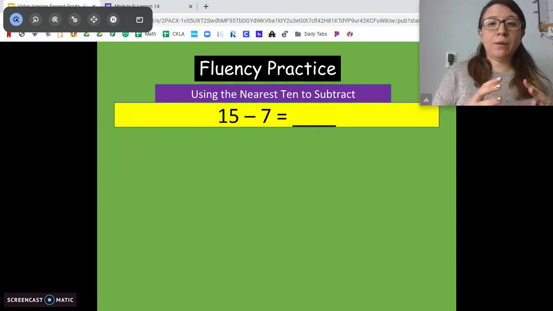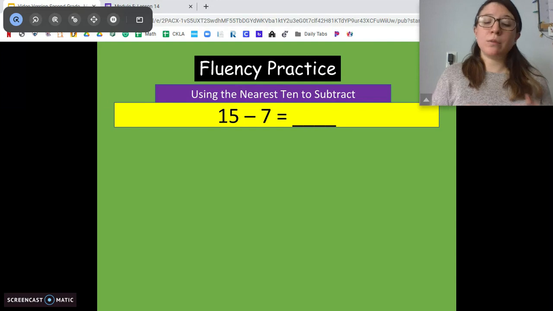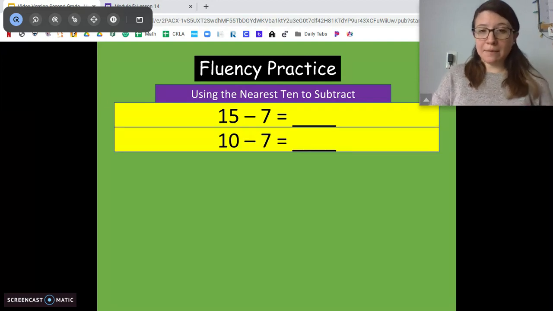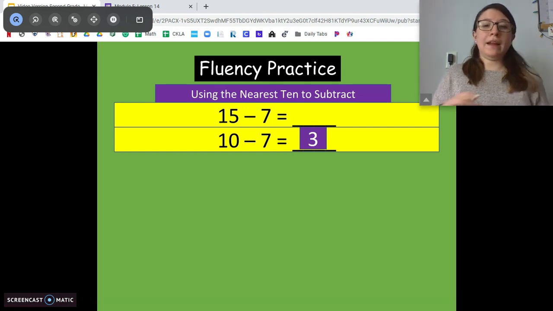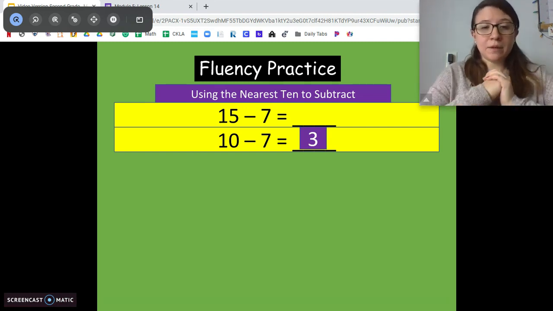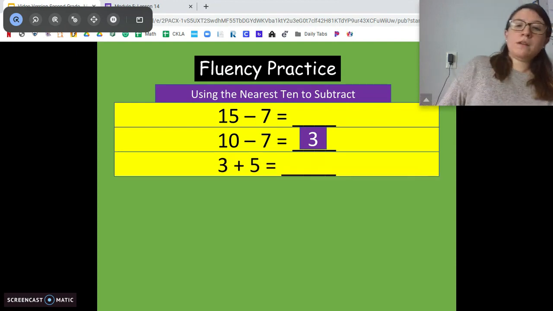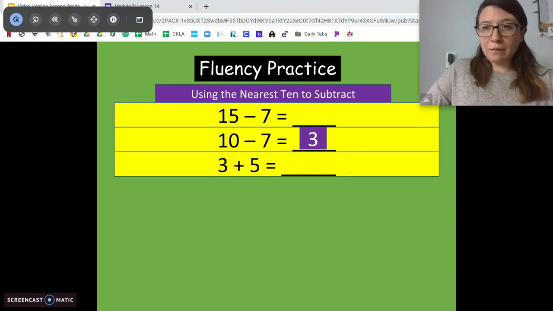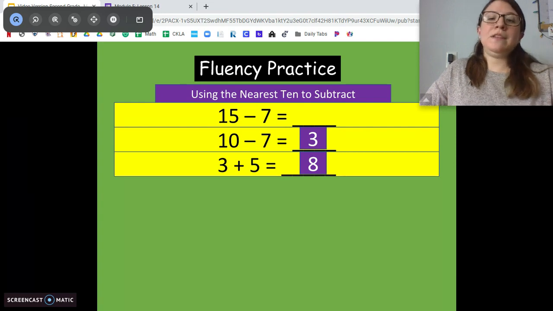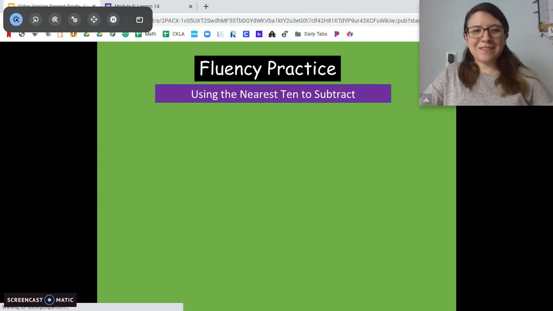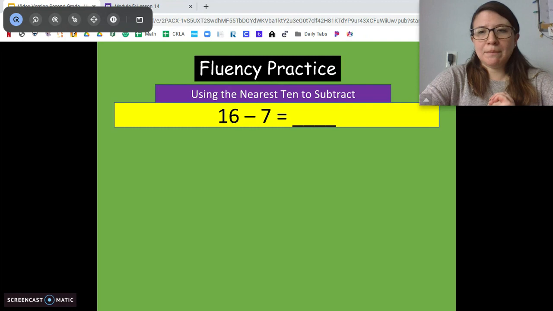Again, a little bit different. Now we're doing minus 7. 15 minus 7. So we're going to start off with 10 minus 7. 10 minus 7 is? Good. Now we got to add in our extra ones. What's our next number sentence going to be? Yep, 5 plus 3, and then we're going to get 8, and 15 minus 7 is 8. Awesome job. All right, 16 minus 7.